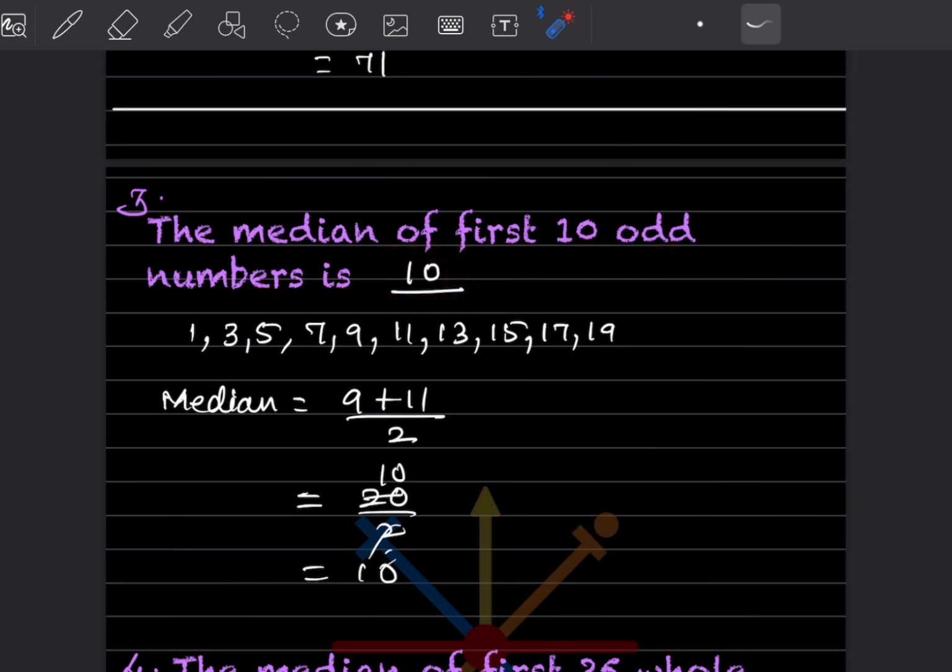What is the middle of the first 10 odd numbers? Instead of writing it directly, it's better to solve this one. First 10 odd numbers: 1, 3, 5, 7, 9, 11, and so on, because these are all the odd numbers. So the median of this one: 10 numbers means this will be 4, this will be 4, and this is the middle pair. So 9 plus 11 divided by 2, that will be 20 by 2, which is 10. So here you can write 10.